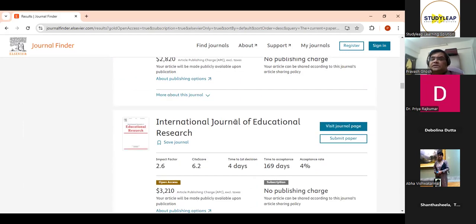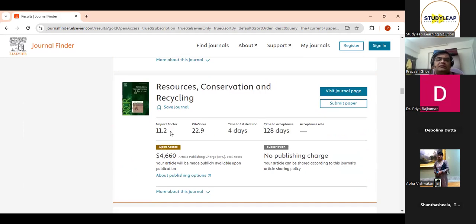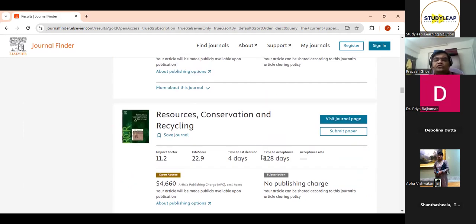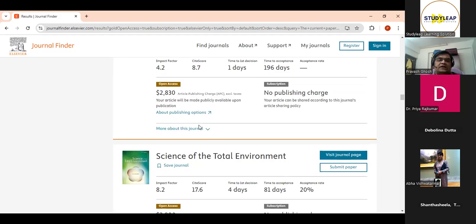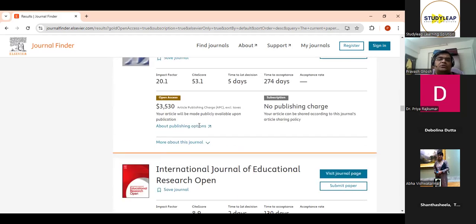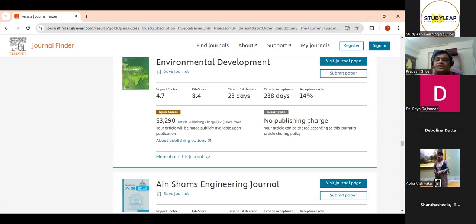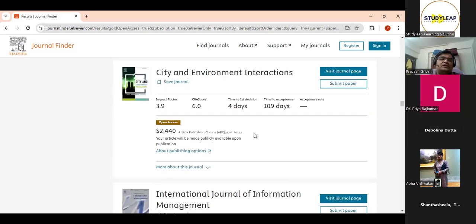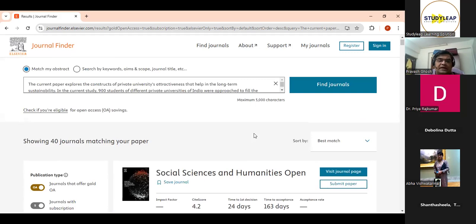Now you have to decide depending on which one is your primary focus, whether impact factor, cite score, time to first decision, time to acceptance, whichever is important to you or your guide has suggested. Depending on that, you have to choose the journal, right? So this is one first step to decide the journal.